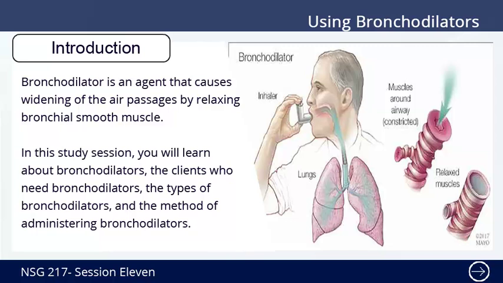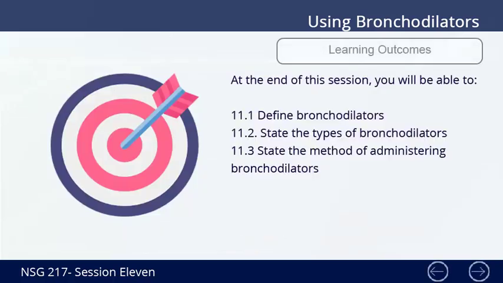A bronchodilator is an agent that causes widening of the airway passages by relaxing bronchial smooth muscles. It allows increased oxygen distribution throughout the lungs and improves alveolar ventilation. In this study session, you will learn about bronchodilators, the clients who need bronchodilators, the types of bronchodilators, and methods of administering bronchodilators. Learning outcomes for study session 11.